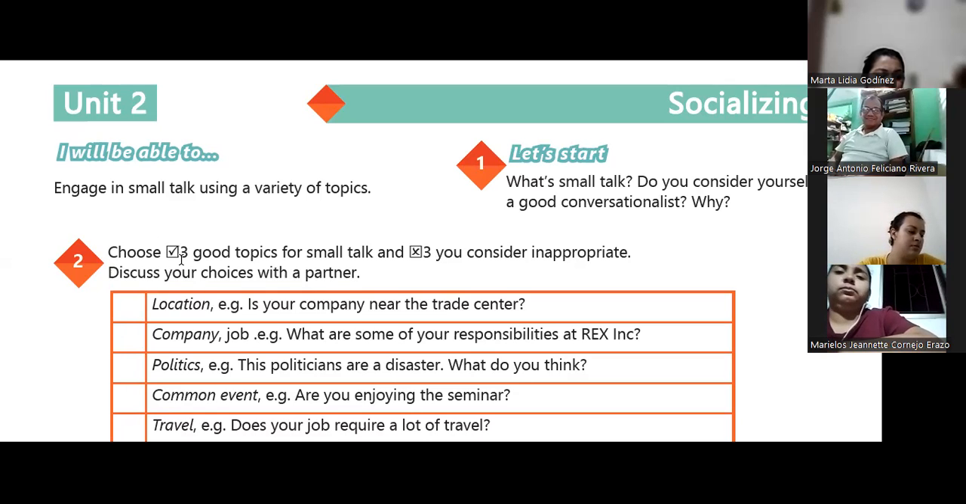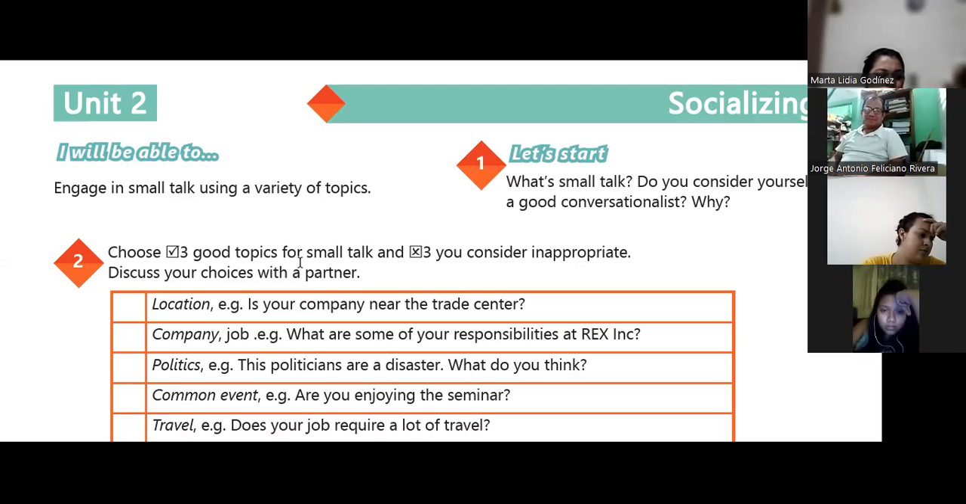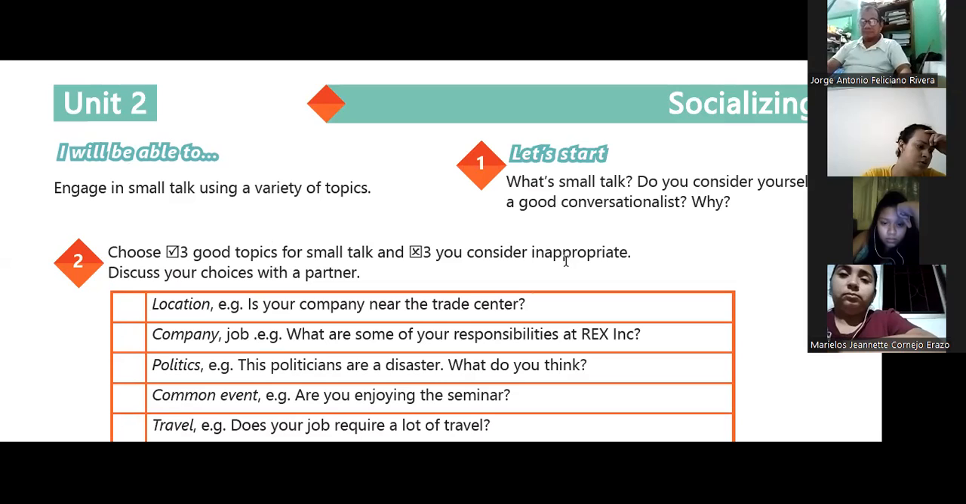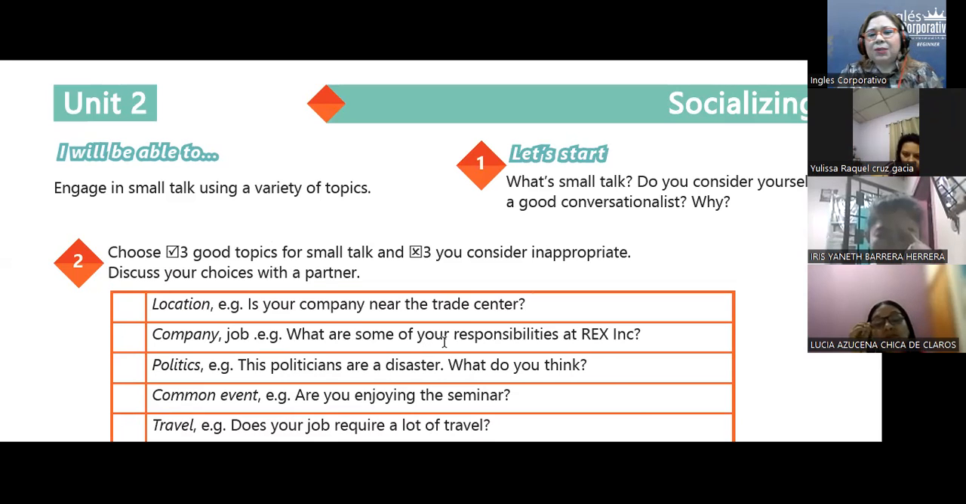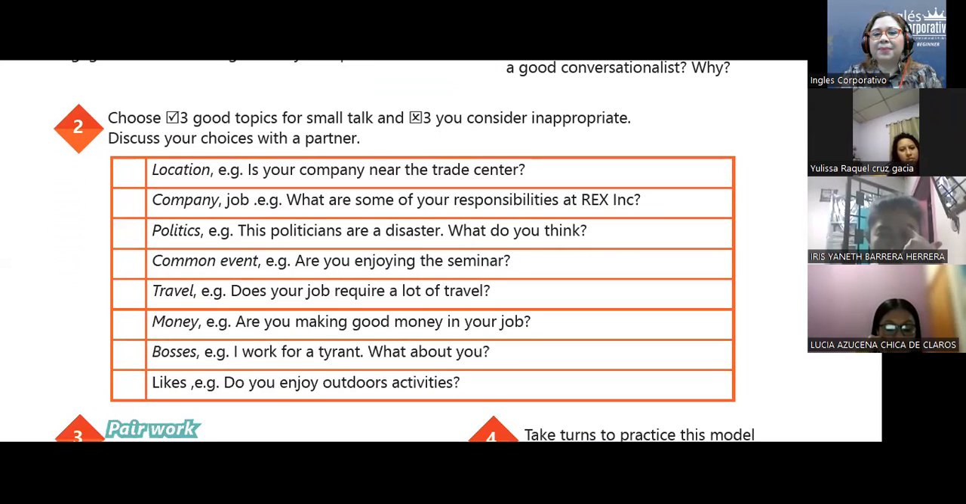Entonces, tenemos estas dos palabras acá. Good topics for small talk and topics that you consider inappropriate. Inappropriate, ¿ok? En español, ¿qué dice? Good topics, buenos temas o temas acordes, ¿verdad? And inappropriate, inapropiados. Inapropiado. Out of place, fuera de lugar, right? Out of place. So let's read these topics they have in this list.